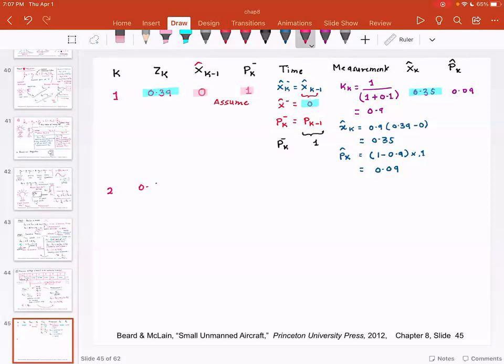In the second iteration, my measurement becomes 0.5, and this 0.35 comes from here. Then pk becomes 0.09. In the time update, I'm just going to write this equation down. xk is going to be 0.35, which comes from here, and pk is equal to 0.09. This comes from here.